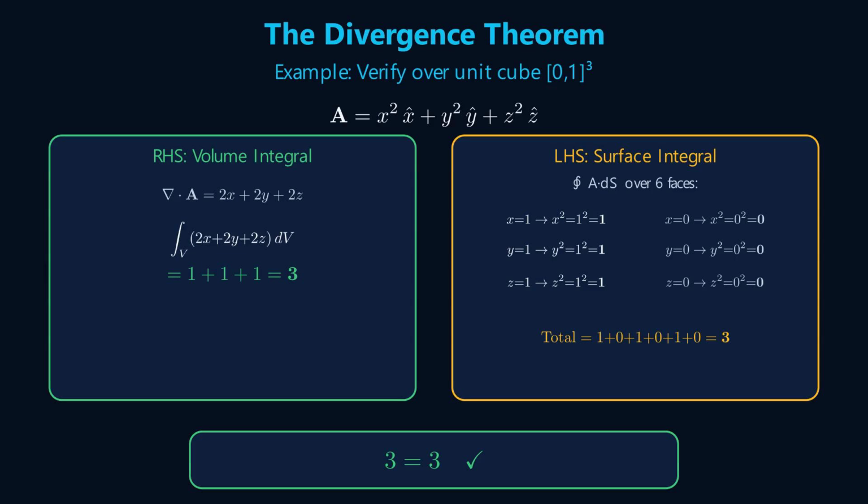Now the left-hand side. We evaluate the surface integral over all 6 faces. On the face x equals 1, the contribution is the integral of x squared over that face, which is 1. On x equals 0, the contribution is 0. Similarly for the y and z faces, adding all 6, 1 plus 0 plus 1 plus 0 plus 1 plus 0 equals 3. Both sides equal 3. The divergence theorem is verified.